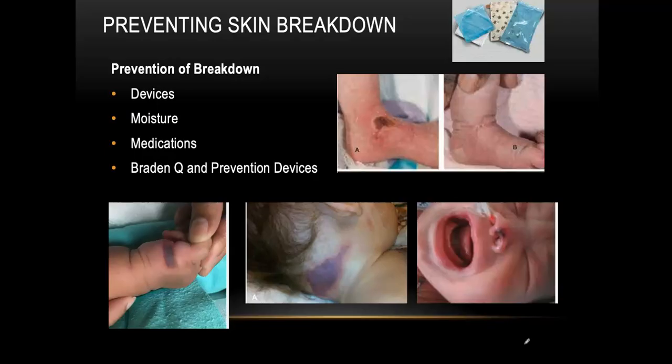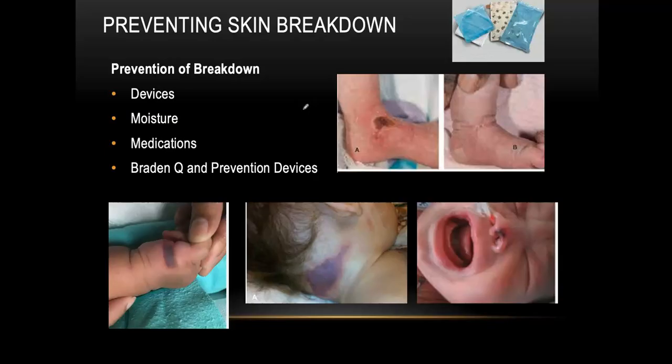So I'm going to show you some pictures here. Just as a reminder, I told you that they're more at risk, and skin breakdown is a big deal. We do use the Braden Q. We have a scale of Braden Q specifically for our population in pediatrics. We have one for infants, one for neonatal, and one for children. You just follow it. I'm not going to test you on it. I'm just mentioning it here.